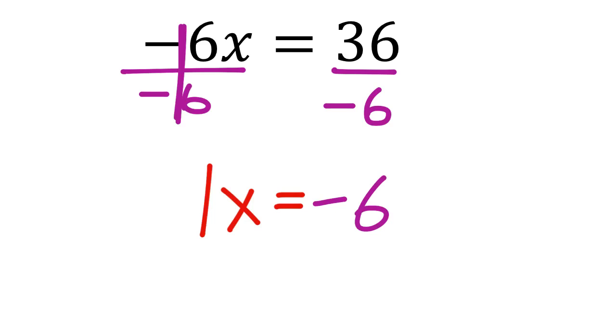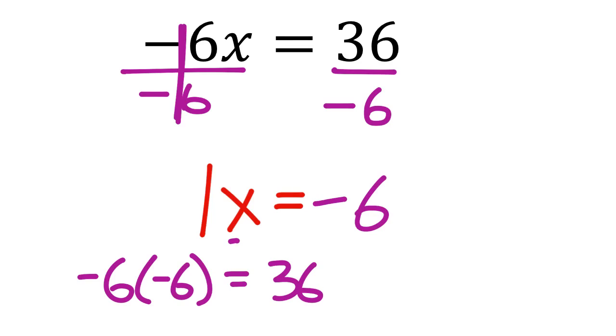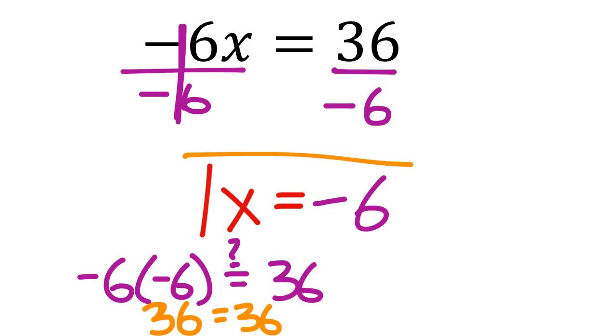So just checking real quick, does negative 6 times x, or negative 6, equal 36? Question mark? And the answer is yes, negative 6 times negative 6 actually is 36. That's true. So now I could box that in and feel good about it.